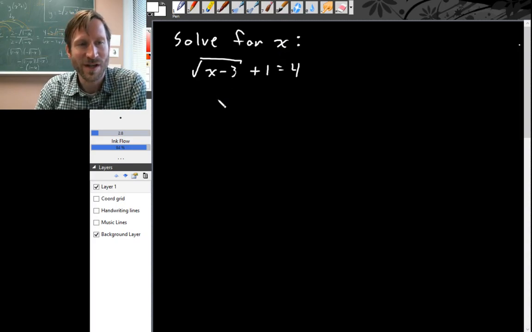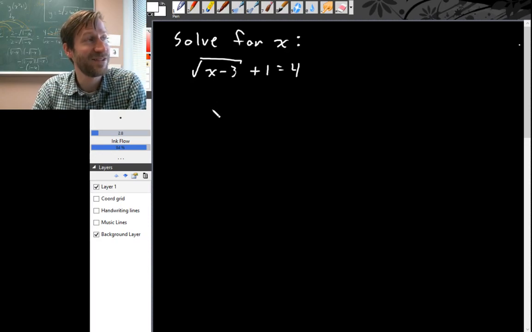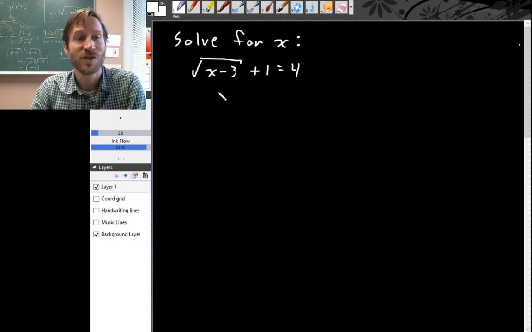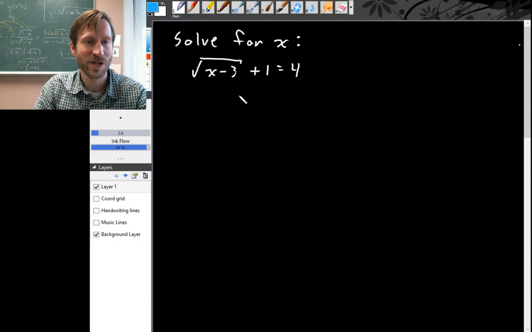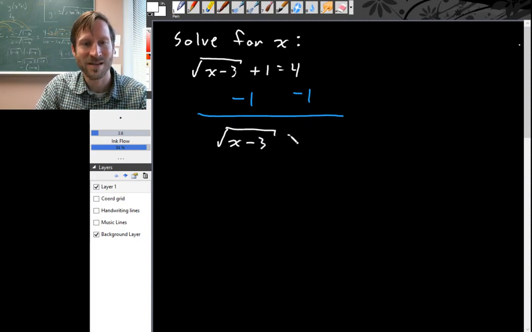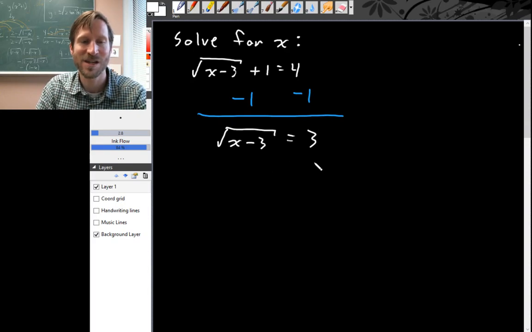But to make that effective, so that we don't still have square roots lying around after we've squared, first we need to isolate the square root part. So on this equation, we're going to start by subtracting 1 from both sides. We're doing this because after we subtract 1 from both sides, the square root part is by itself on one side of the equation. So we have square root of x minus 3 equals 3.